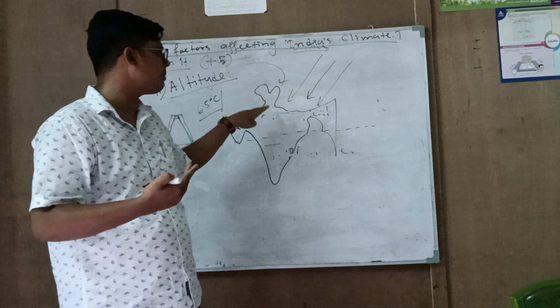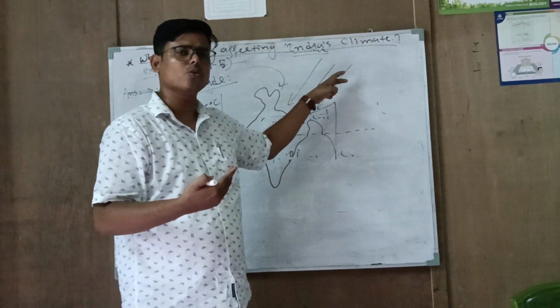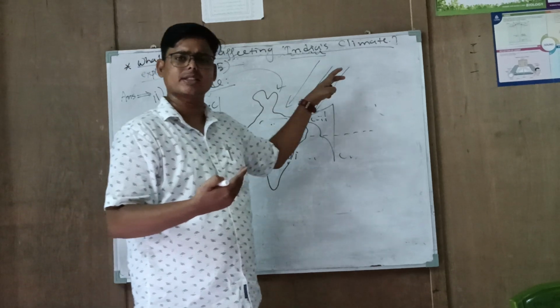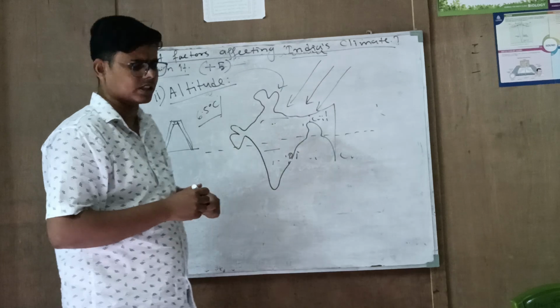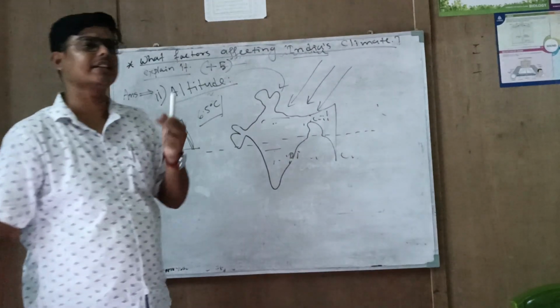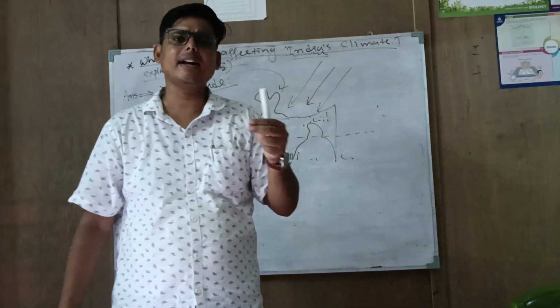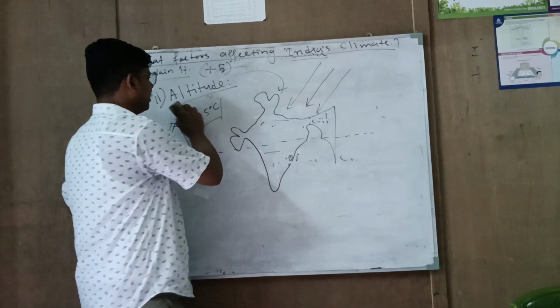Because our Himalaya mountains protect us from this extremely cold wind from Siberia. So this is how altitude controls our Indian climate. So we can say that Indian winters are milder as compared to Central Asia.